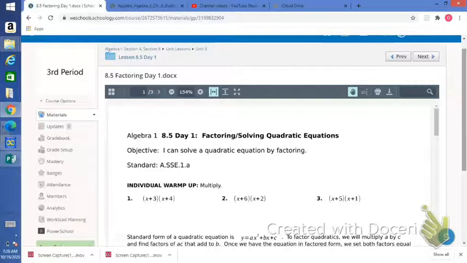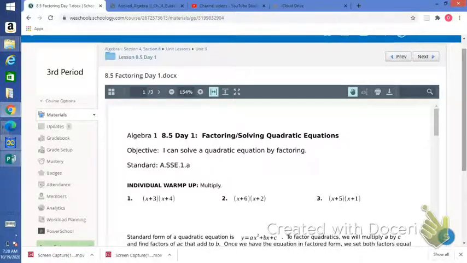Alright, 8.5, day 1, we're going to be factoring and solving quadratic equations. So this will be a 2-day lesson. The objective is to solve quadratic equations by factoring, as the title would indicate. We're going to start up with a little individual warm-up. Just go ahead and, using the FOIL method, we're going to multiply these two binomials together.